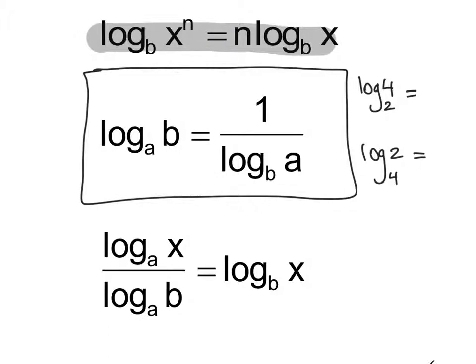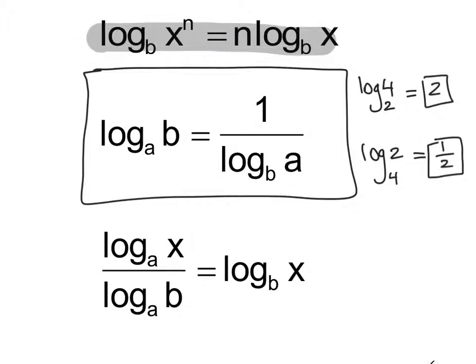Okay, who has the answer for log base 2 of 4? 2. 2 to the power 2 is 4, correct. What about log base 4 of 2? 1/2, because 4 to the power 1 over 2 means square root of 4, which is 2. Look at the answers. Are they reciprocal? Yes. This is what they're saying.